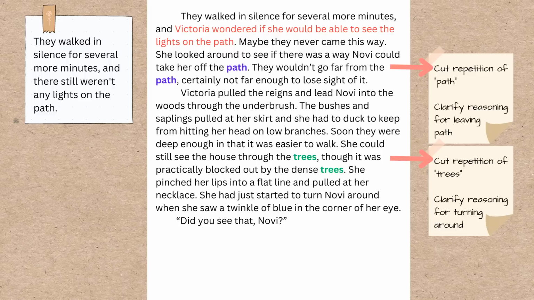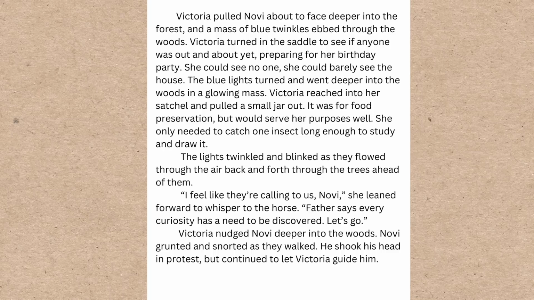"Did you see that, Novi?" Victoria pulled Novi about to face deeper into the forest, and a mass of blue twinkles ebbed through the woods. Victoria turned in the saddle to see if anyone was out and about yet preparing for her birthday party. She could see no one. She could barely see the house.